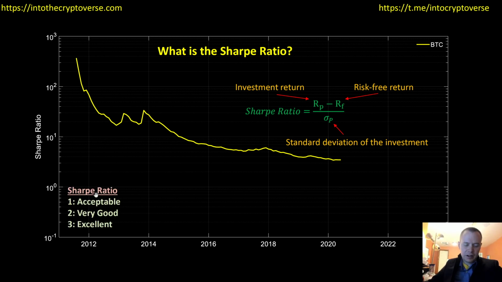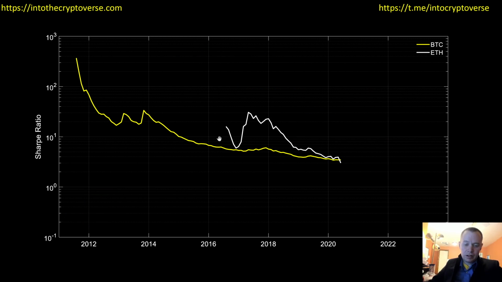Note that in general, an acceptable Sharpe ratio is around 1, a very good one is around 2, and an excellent one is around 3. For Bitcoin, the current Sharpe ratio, given all historical data, is 3.5, which is considered excellent. Here is the Sharpe ratio for Ethereum, and you can see that it's actually dropped below Bitcoin.